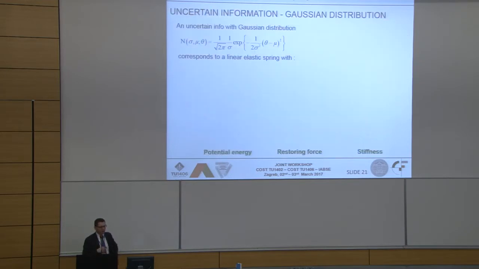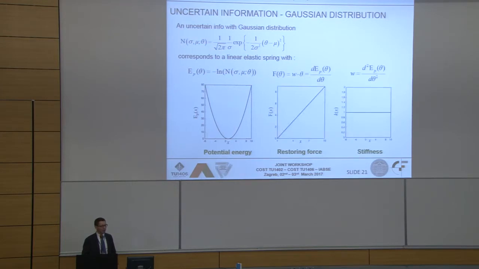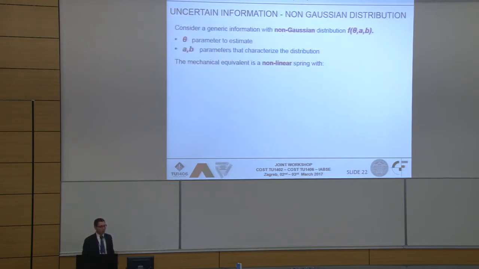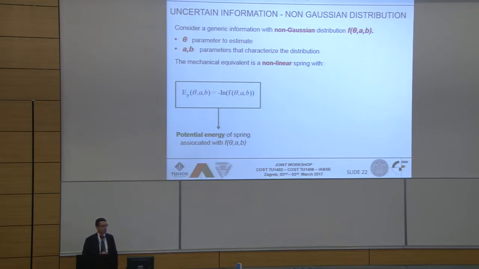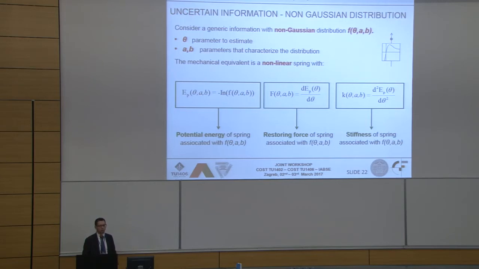Last thing, okay, we have talked so far about linear Gaussian distributions, and we have observed that we can basically model linear Gaussian information as a linear elastic spring, which has a parabolic potential, which has a restoring force which is linear, and has a stiffness which is independent of its displacement, independent of its stretch. So what happens if the distribution is not Gaussian? You can use exactly the same logic and say that information with a non-Gaussian distribution corresponds to a non-linear spring. And a non-linear spring has a potential energy, which corresponds again to the log distribution, has a restoring force that corresponds to the first derivative of the log distribution, and has a stiffness that changes with the displacement that corresponds to the second derivative of the potential energy.